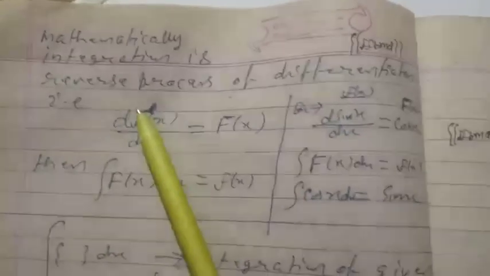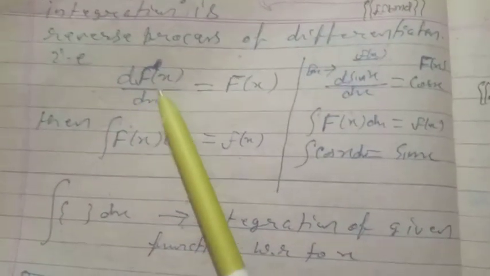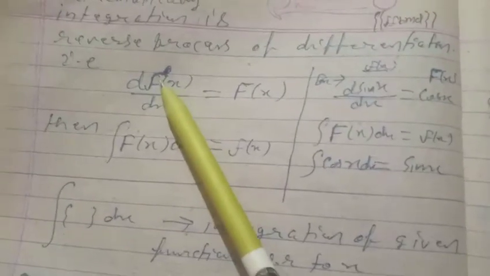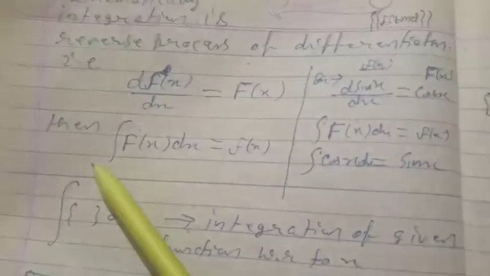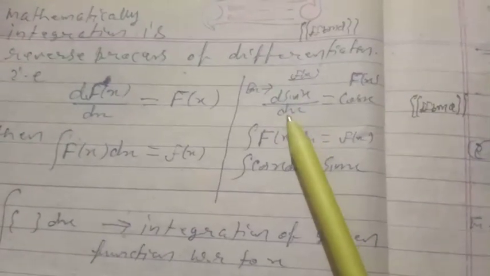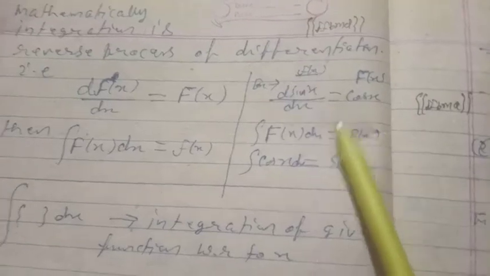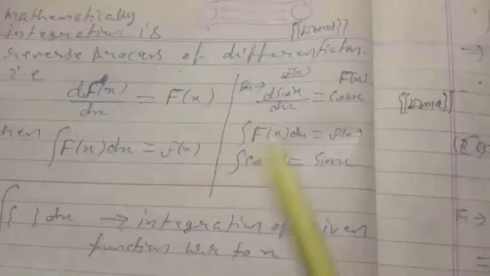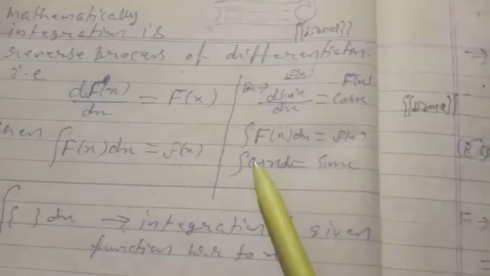Mathematically, integration is the reverse process of differentiation. That is, if the differentiation of capital F(x) with respect to x equals small f(x), then the integration of f(x) dx equals F(x). For example, if we differentiate sin x, then d sin x by dx equals cos x, and if we integrate cos x, then we will get sin x. That is, integration of f(x) dx equals F(x). So integration of cos x dx equals sin x.